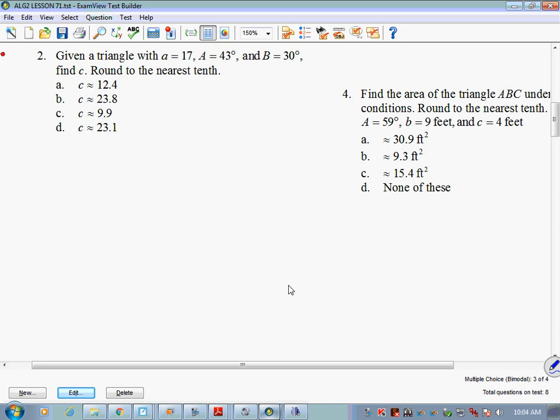Okay, let's look at question number 2. All right, this is one such case. Given a triangle with a equaling 17, angle A equaling 43 degrees, and angle B equaling 30 degrees, we want to find c. We need to round to the nearest tenth. So what should I start off by doing? Drawing a triangle. Okay, so let's draw a triangle. Any triangle will do.